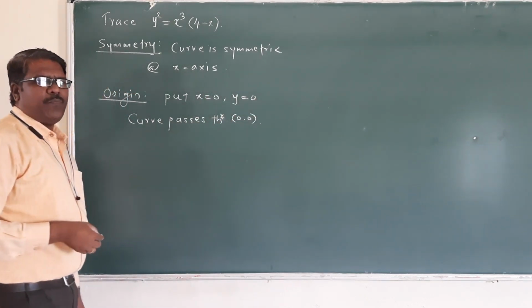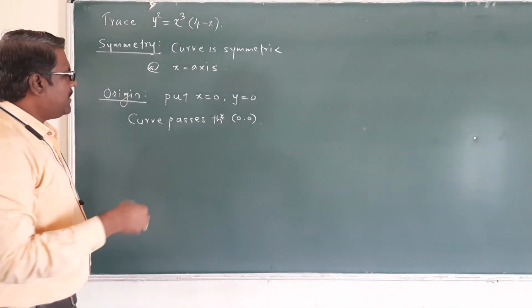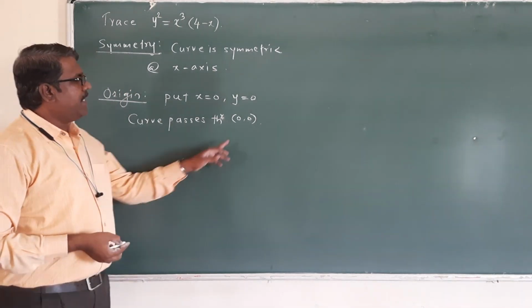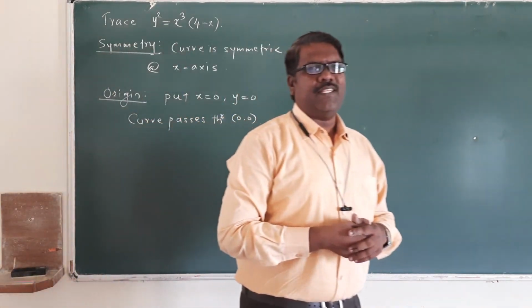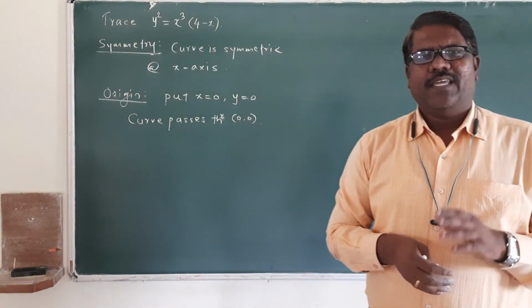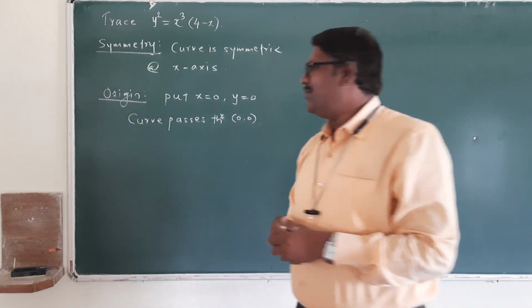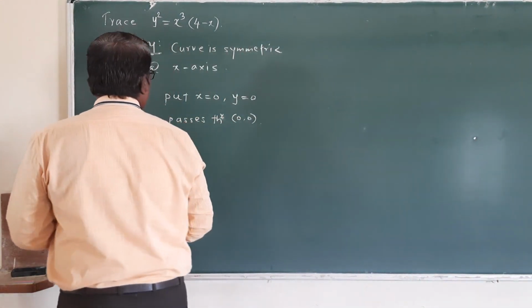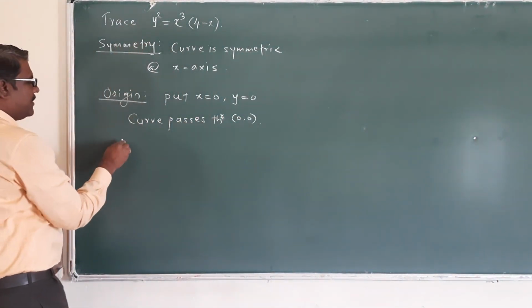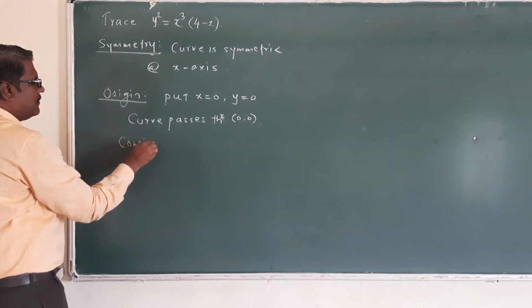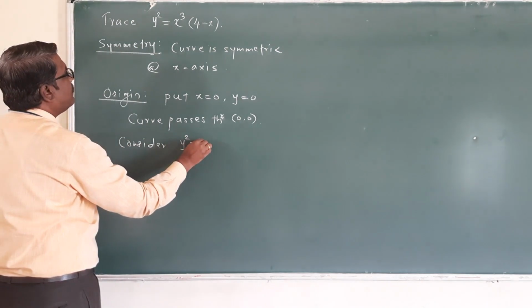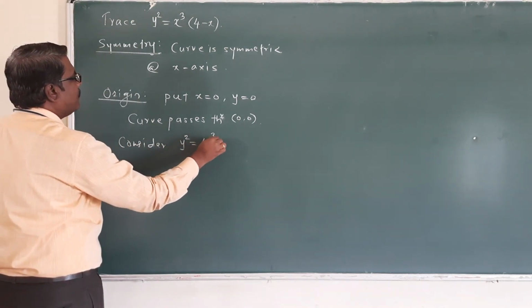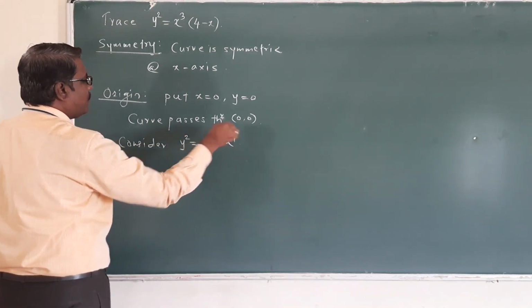Now once the curve passes through origin, the next work is to calculate the equation of tangent at origin. How do we calculate the equation of tangent at origin? Equate the lowest degree term from the equation to 0. So for that, consider y square is equal to 4x cube minus x raised to 4.